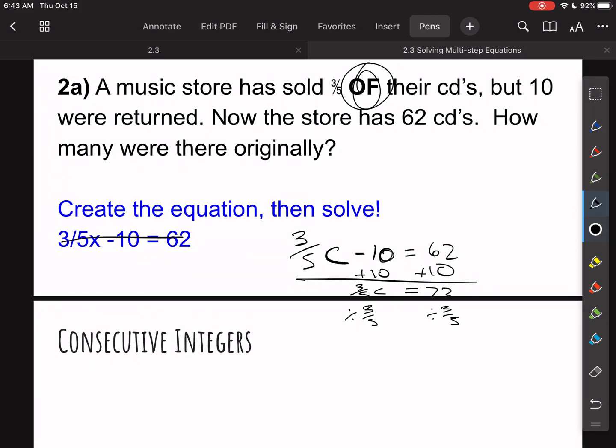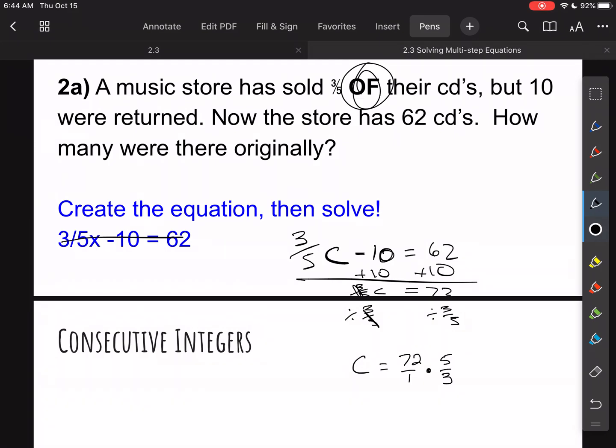okay, we know that if we perform an opposite operation, this cancels with this guy. Okay, and then we have to figure out, how do we divide by fractions again? We have to actually flip it and multiply, right? So we have C is equal to 72 over 1 times 5 over 3.